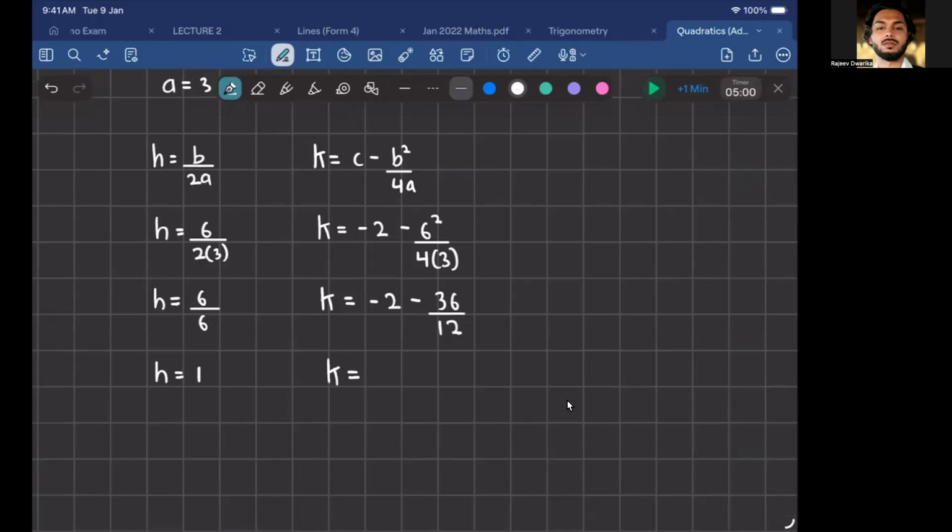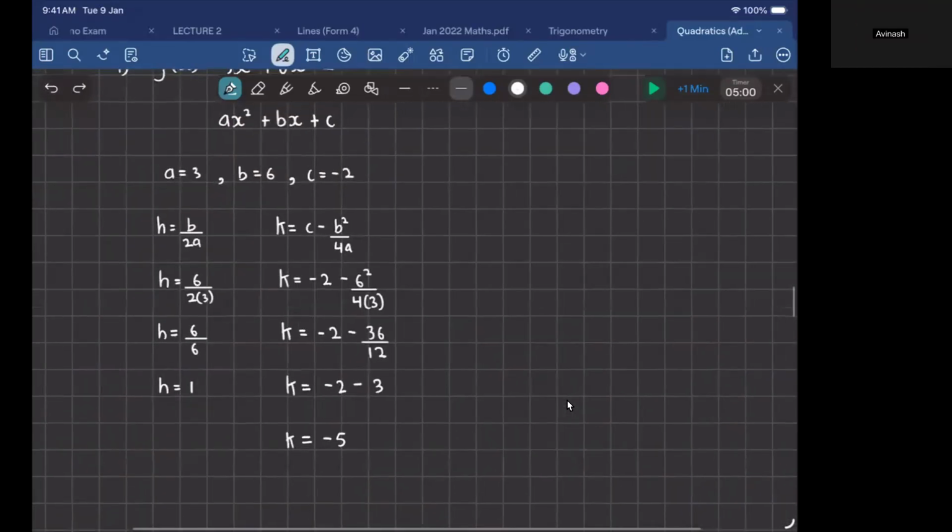So we're going to end up with minus 2. And what is 36 over 12? What is 12 and 36? 12 goes into 36 three times. Okay. What's minus 2 minus 3? Minus 5. If you take 2, and you take 3, then altogether you take 5. So minus 5.